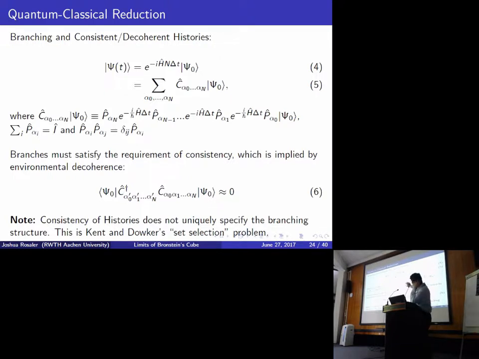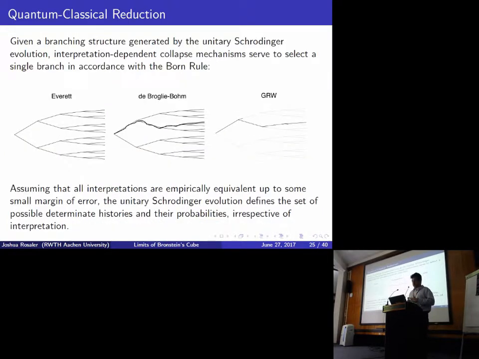So, a bit more technically, we can decompose the unitary evolution of the wave function into branches. I won't go into detail here, but basically these branch operators, C alpha 0 to alpha n, constitute the different branch states. These branches must satisfy the requirement of consistency. However, this requirement is a bit problematic because consistency does not uniquely constrain the branching structure.